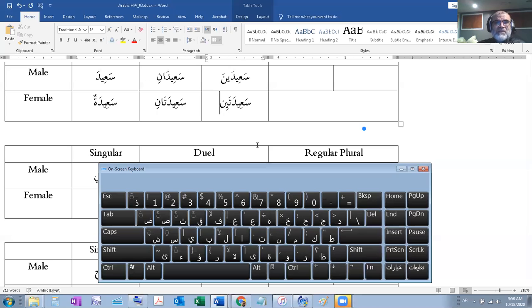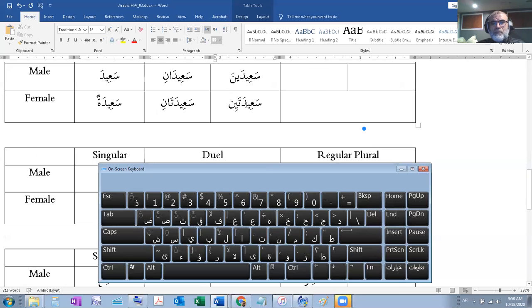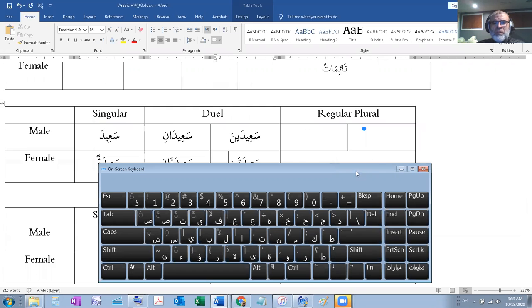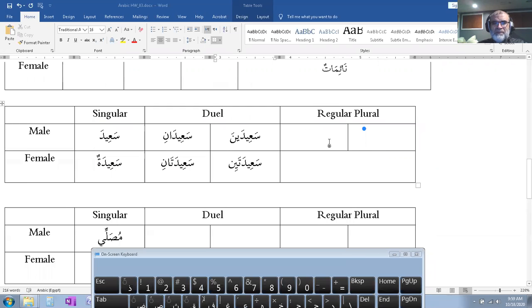Okay, so now since Saeed is a noun derived from a verb, which is happy. Saeed is a happy person. It's derived from happy. So the plural is going to be a regular plural. So I take this one here and I paste it there. This is Saeed, Saeeduna. And they add according to the rules.